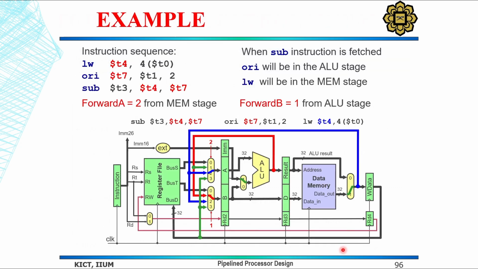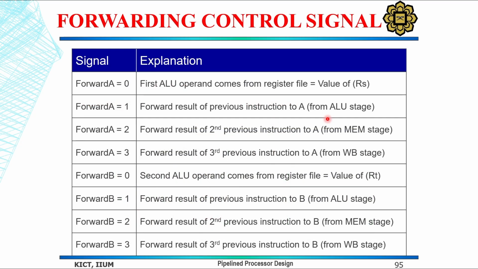You can see this in the example. The instruction sequence is a load word and then a subtract. When the subtract instruction is fetched, it will be in the ALU stage while the load word will be in the memory stage. So it shows where forward 2 is needed and where the other is needed, based on these explanations.